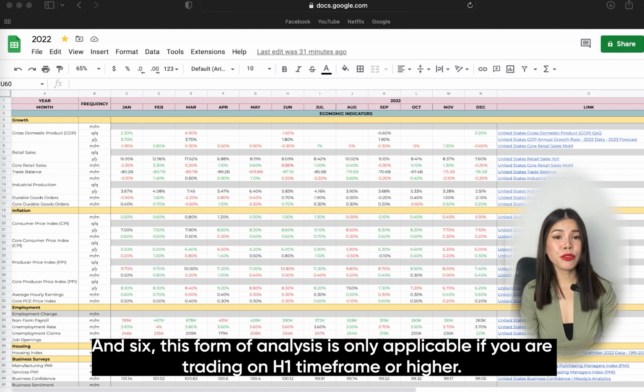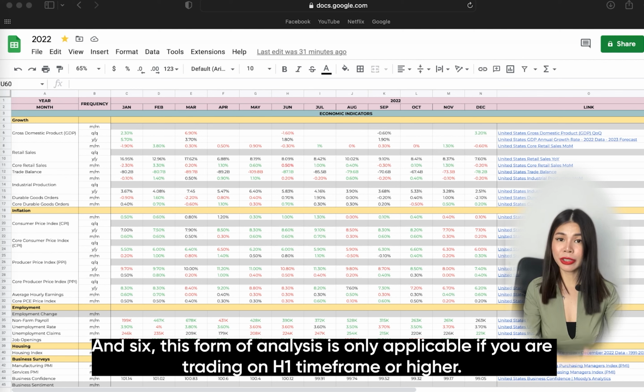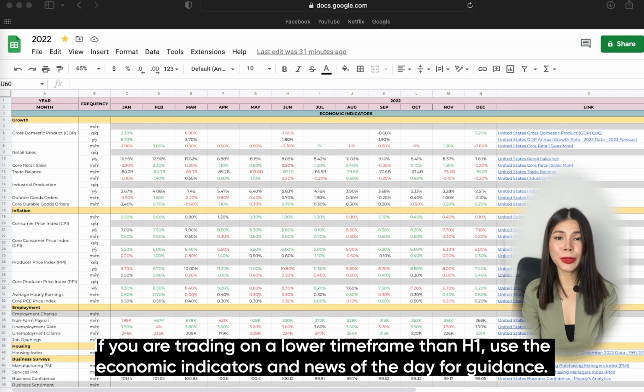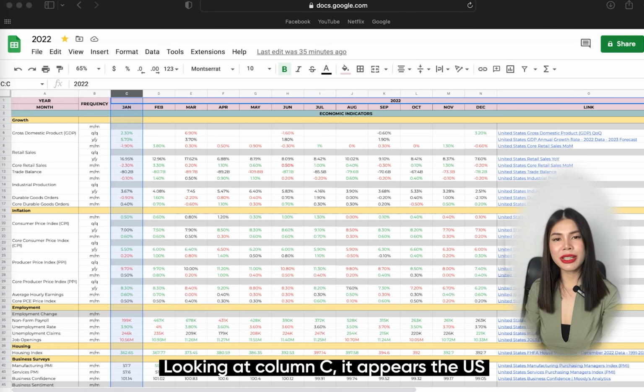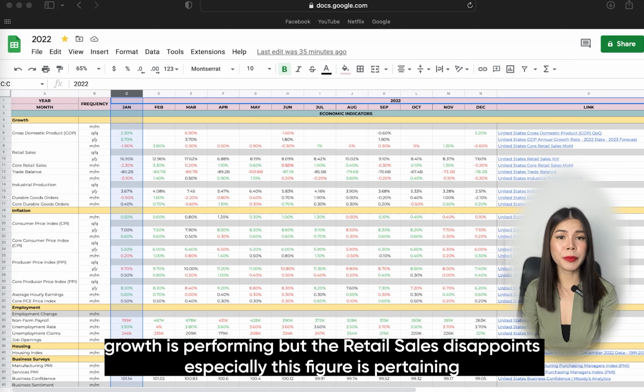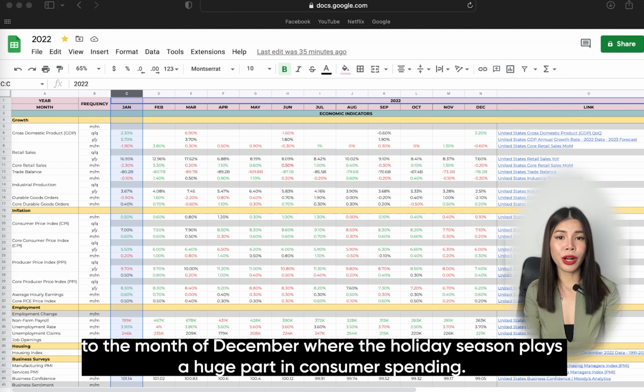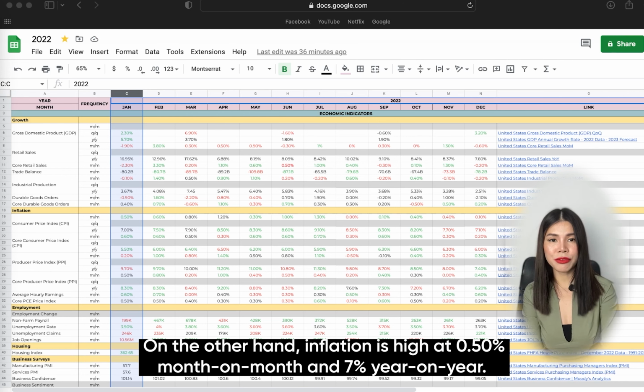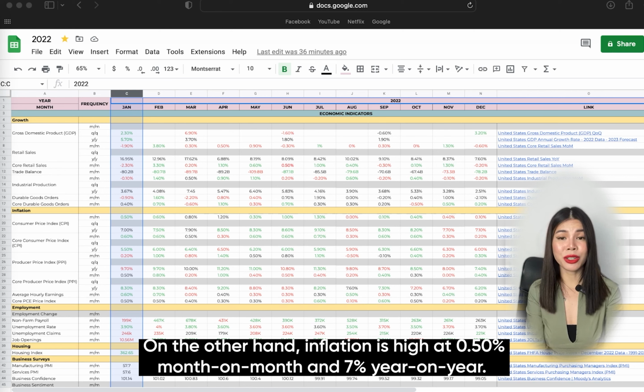And 6. This form of analysis is only applicable if you are trading on the H1 time frame or higher. If you are trading on a lower time frame than H1, use the economic indicators and news of the day for guidance. Looking at column C, it appears the US growth is performing, but the retail sales disappoint. Especially as this figure pertains to the month of December, where the holiday season plays a huge part in consumer spending. On the other hand, inflation is high at 0.5% month-on-month and 7% year-on-year.